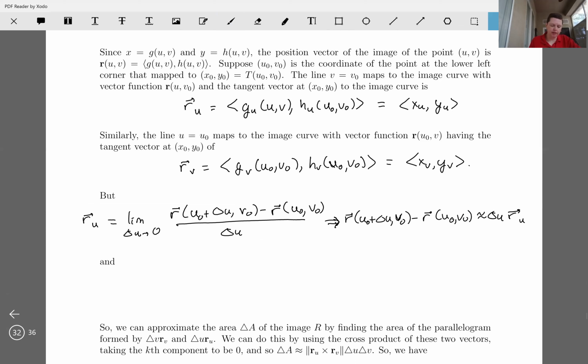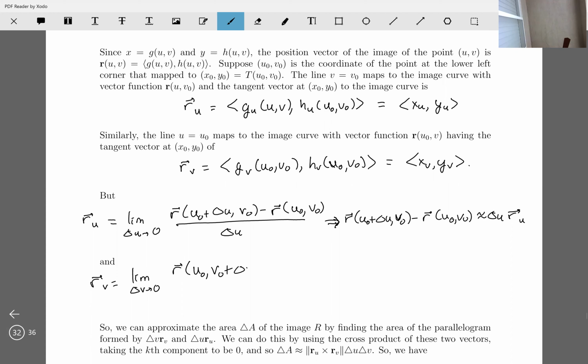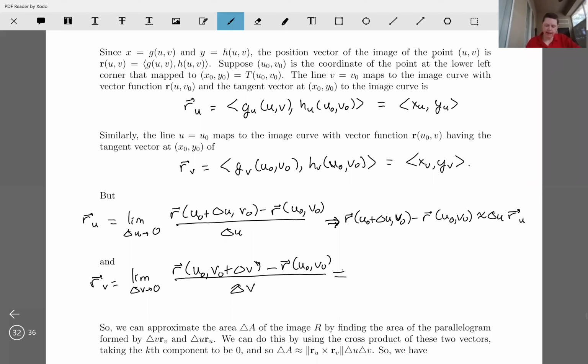And similarly, we could do the exact same thing with our partial with respect to v, except in this case, what's going to happen? In this case, we're going to have r of u sub 0, v sub 0 plus delta v, minus r of u sub 0, v sub 0, and all divided by delta v. So again, we're going to do the same thing.